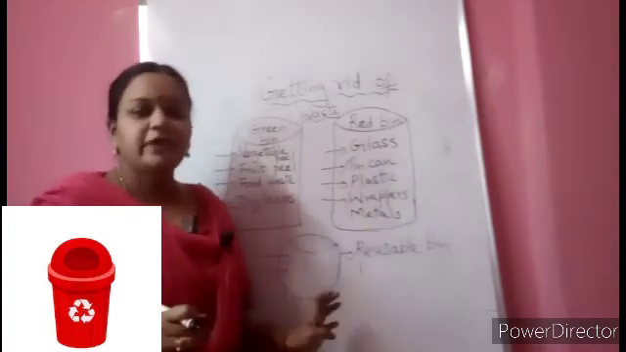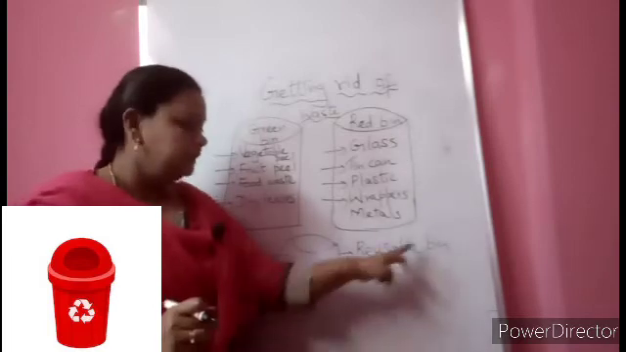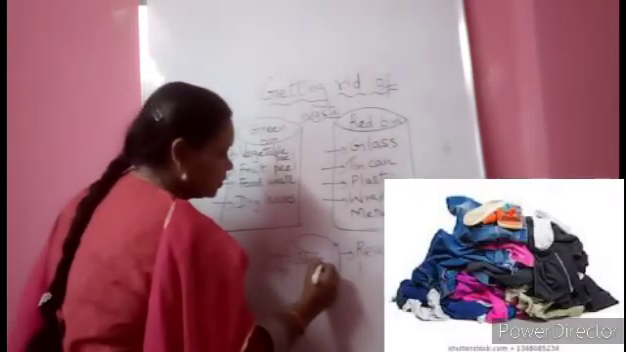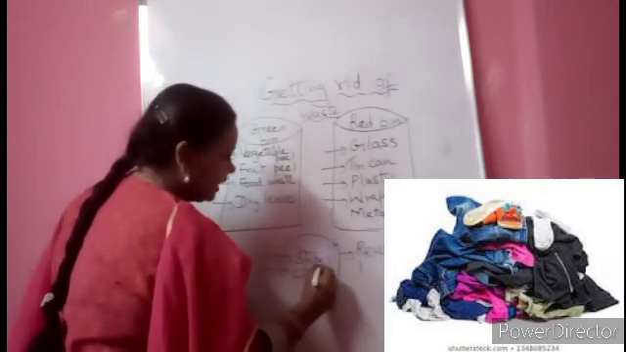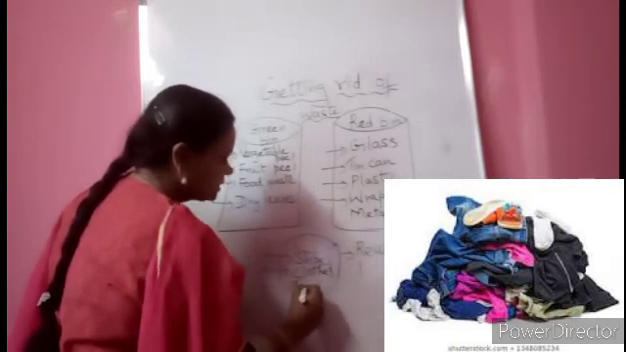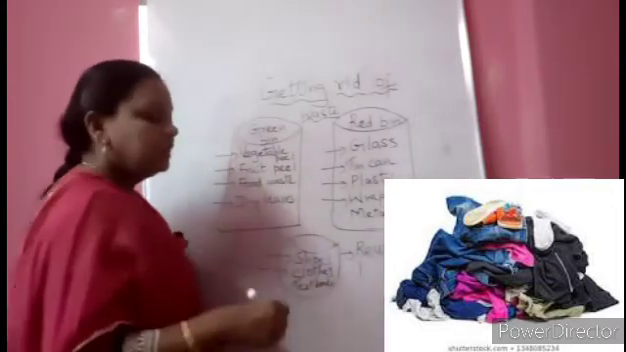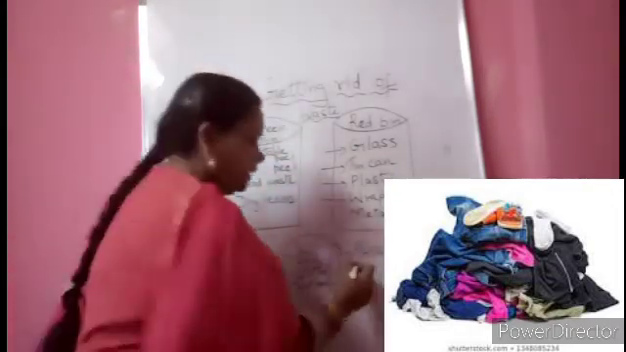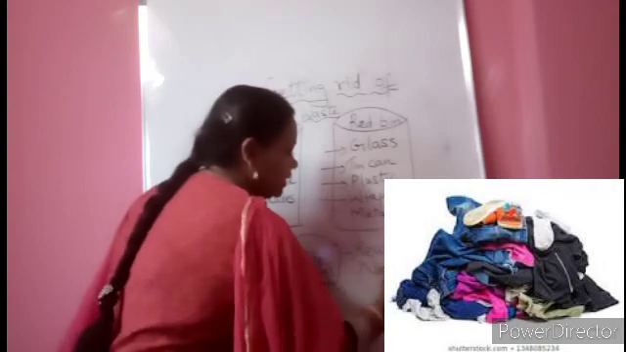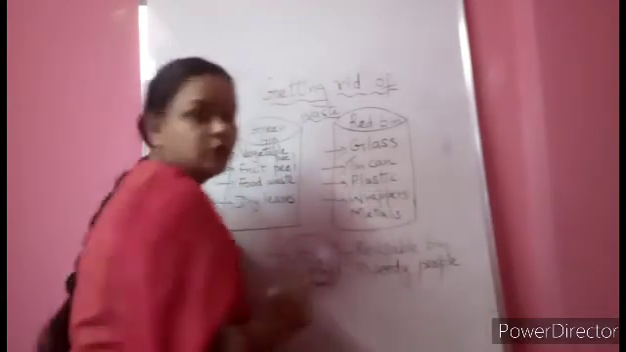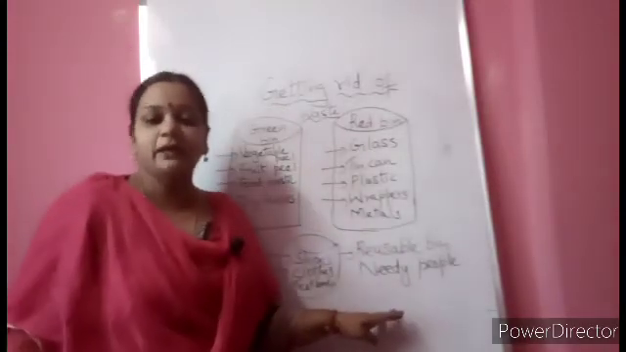And apart from that, we can maintain one more bin, that is the reusable bin. Your old shoes and clothes can be kept, even textbooks can be kept separately, so that they can be given to other needy people. The reusable bin is for needy people who are unable to buy these things, so that they can use them. This also can be maintained separately.